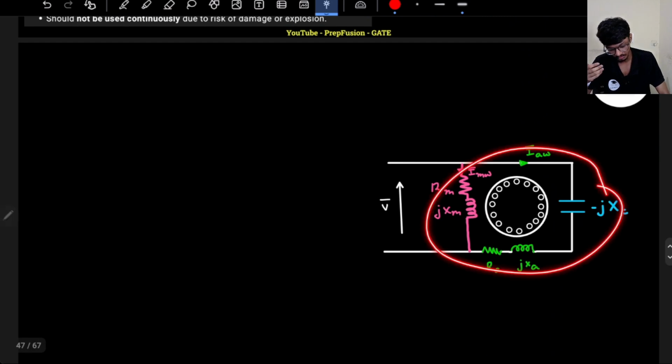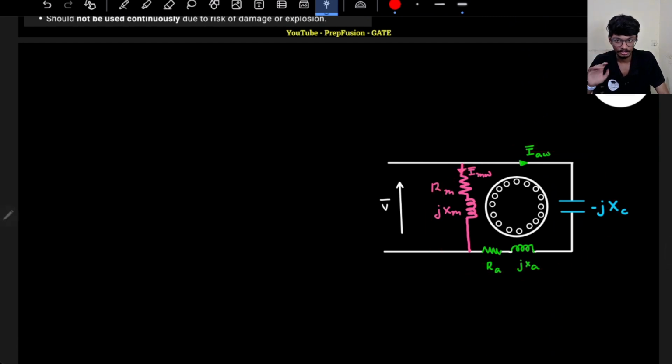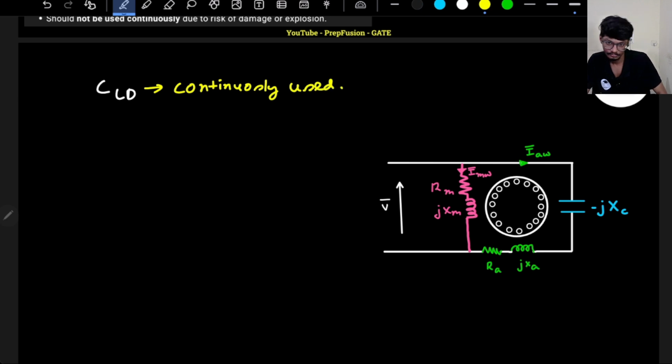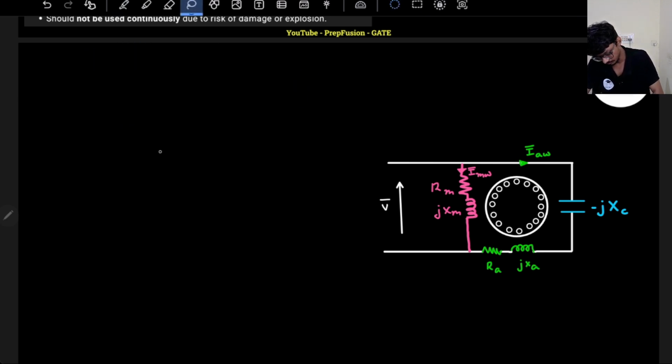Now there is another one, that is capacitor run. Capacitor run basically means I am using a long duty capacitor CLD, which will be used continuously, no matter what.